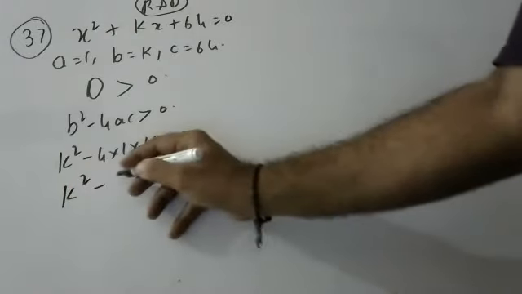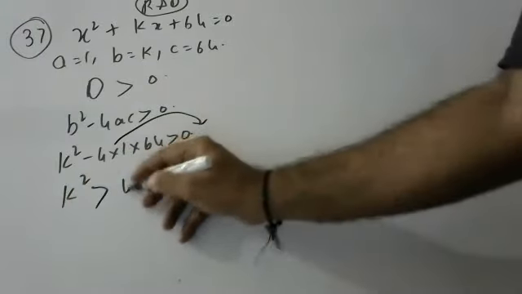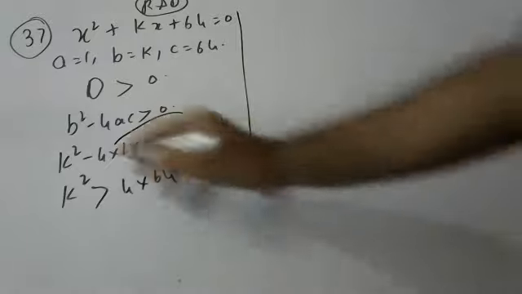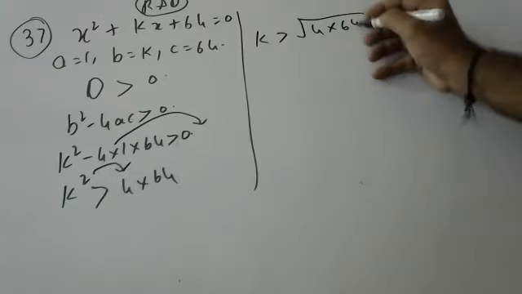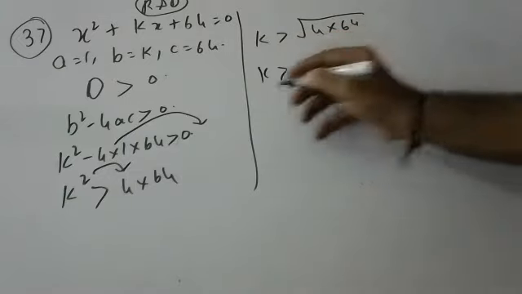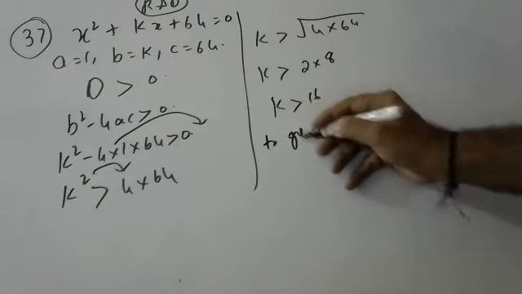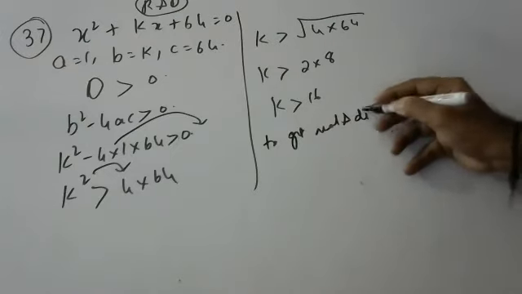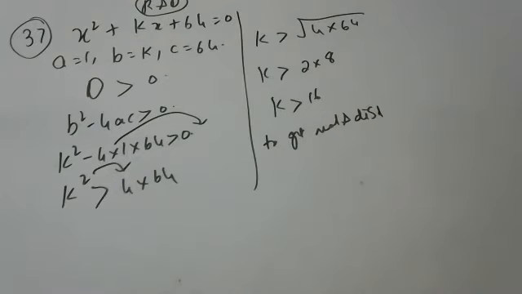k square minus 256 greater than 0. I will bring this here, 4 into 64. The square, if it is brought here, becomes a root. k should be greater than root of 4 into 64. Root of 4 is 2, root of 64 is 8. k should be greater than 16 to get real and distinct roots. What are real and distinct? When you get two different answers, they are called real and distinct. Okay, next one.